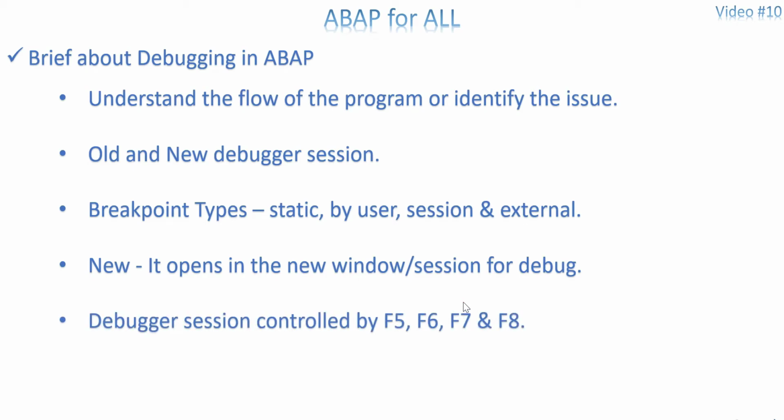And the entire debugger session is controlled by 4 function keys: F5, F6, F7, F8. So you'd be very good in these options. So what are F5, F6, F7 and F8? In one line, F5 is a single step. If you press the F5 function key, it goes step by step. It executes step by step.